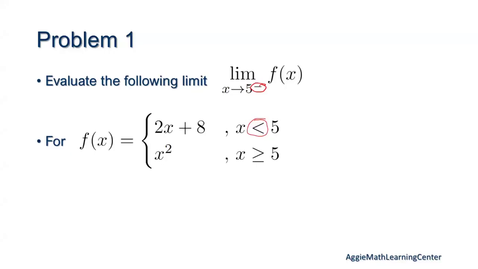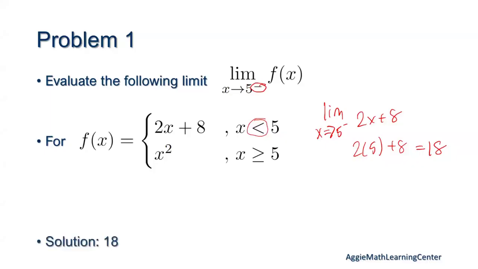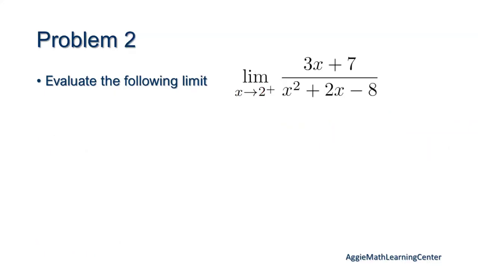We say, hey, it's coming from the left, so we want to find values that are less than 5. So in order to solve this limit, we will just plug x in. It's the limit as x approaches 5 from the left of 2x plus 8. So we plug in our 5, so 2 times 5 plus 8, which equals 18. And that is our solution. Does that make sense so far? Beautiful. Do you want to take over?